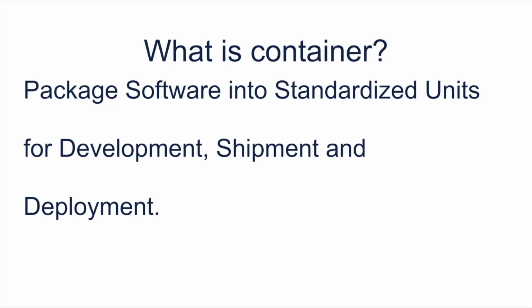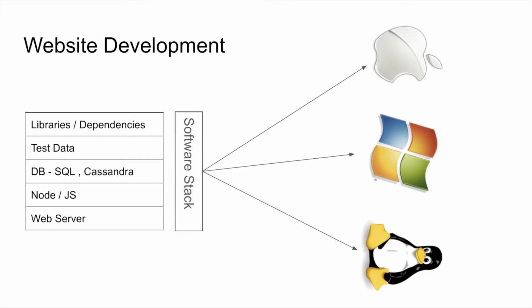Now I hope you understand what Docker is at a very high level. But let's try to understand it from a website development point of view as well. So let's say I'm developing a website and the software stack that I'm using contains my web server, Node or JS, anything, one of the databases like SQL or Cassandra or anything that you want to use, some test data, or any external libraries, any dependencies. And I need to deploy this website onto three different platforms, which are Apple, Windows, and Linux.